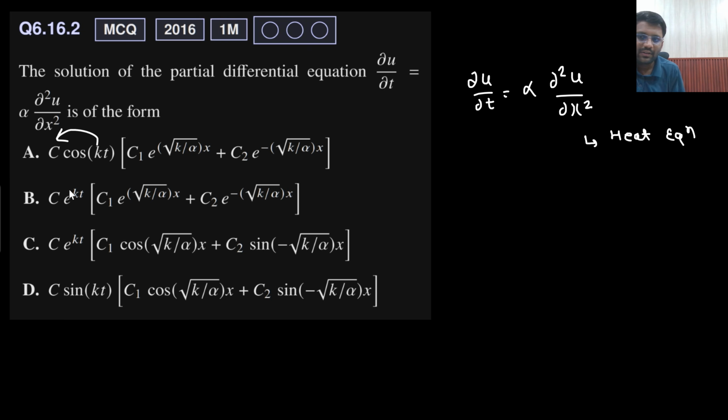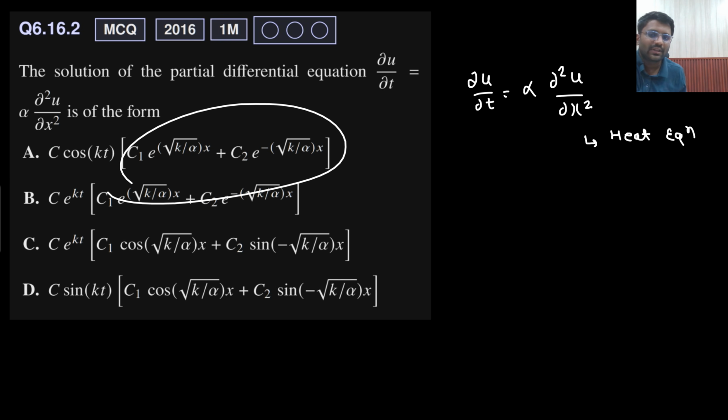K will come out. Cosinusoid will become minus sinusoid, sinusoid will become cosinusoid, and e to the power kt will remain as it is. Then I will have to partially differentiate these guys 2 times. So here, what will happen?